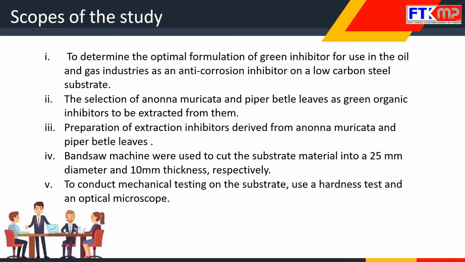There are 5 scopes of study, which is to determine the optimal formulation of green inhibitor for use in the oil and gas industries as an anti-corrosion inhibitor on a low carbon steel substrate. Next, the selection of Annona muricata and betel leaves as green organic inhibitors to be extracted from them. Preparation of extraction inhibitors derived from Annona muricata and betel leaves.